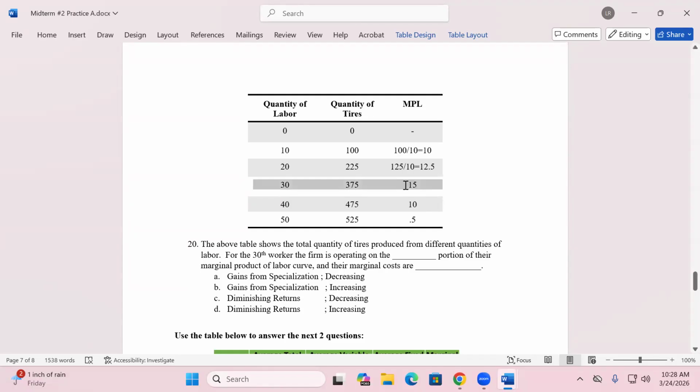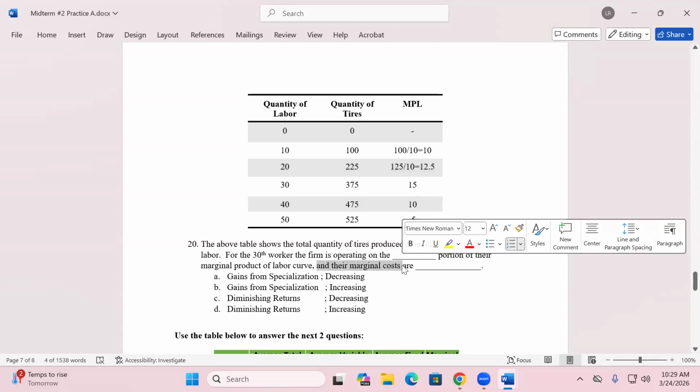So if I'm looking at that 30th worker, what must be true, right? Going from 20 to 30 workers, what happened to my marginal product of labor? It went up. So my workers were becoming more effective. So I must have had gains from specialization. If my workers are becoming more effective, I'm getting more units for every worker I hire. So the per unit costs are actually going to be lower, right? I paid whatever a worker costs, but I'm now getting more units per worker. So my cost per unit must be going down. So I've got gains from specialization.